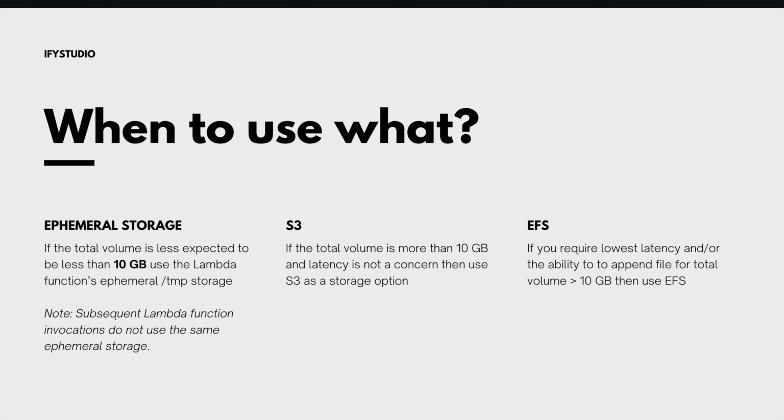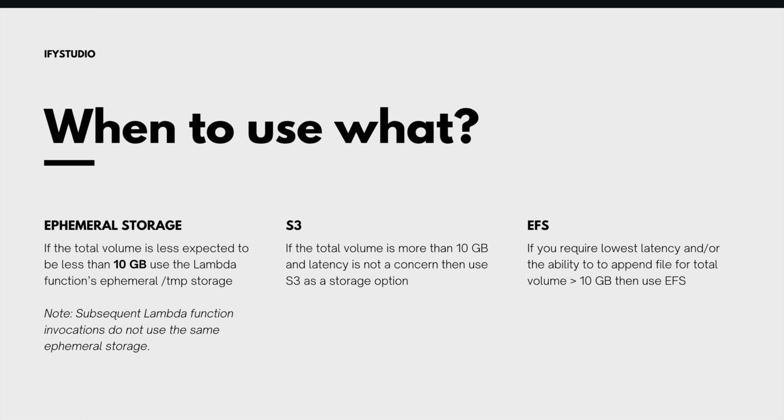Now the question arises, when to use what? So simple answer, if the total volume of your data that's flowing through or processing through a Lambda function is less than 10 gigabytes, then use ephemeral storage, because this is fast, this is directly accessible, you do not need any third-party client or libraries to access this. And each Lambda function has its own storage. So even if a single Lambda function is executing 1,000 times, there'll be 1,000 instances of ephemeral storage attached with each Lambda function.